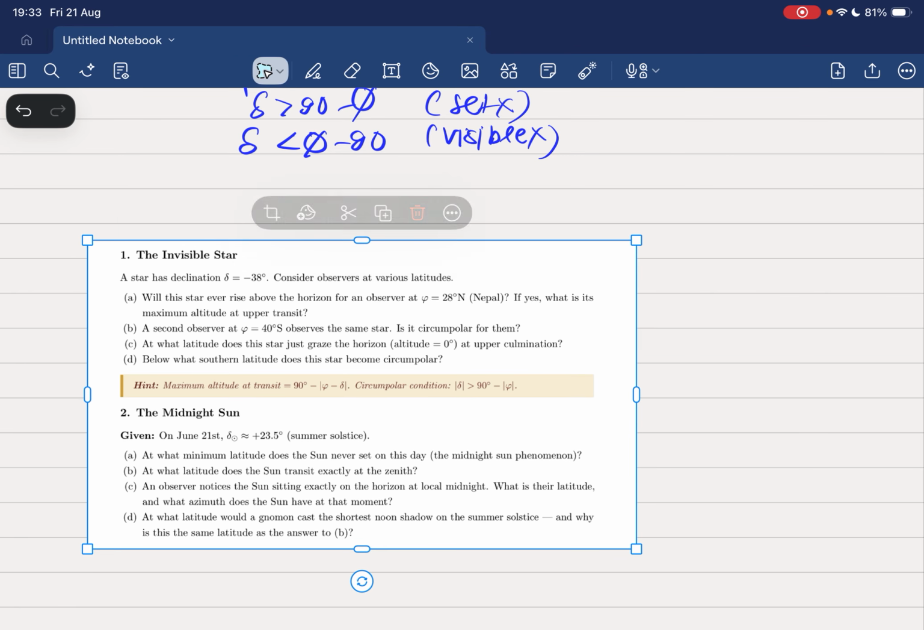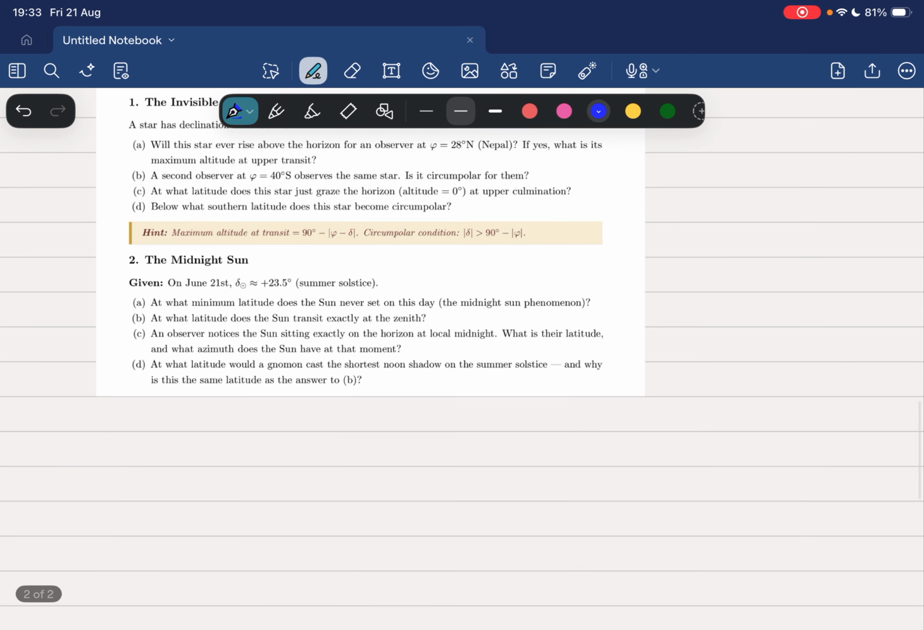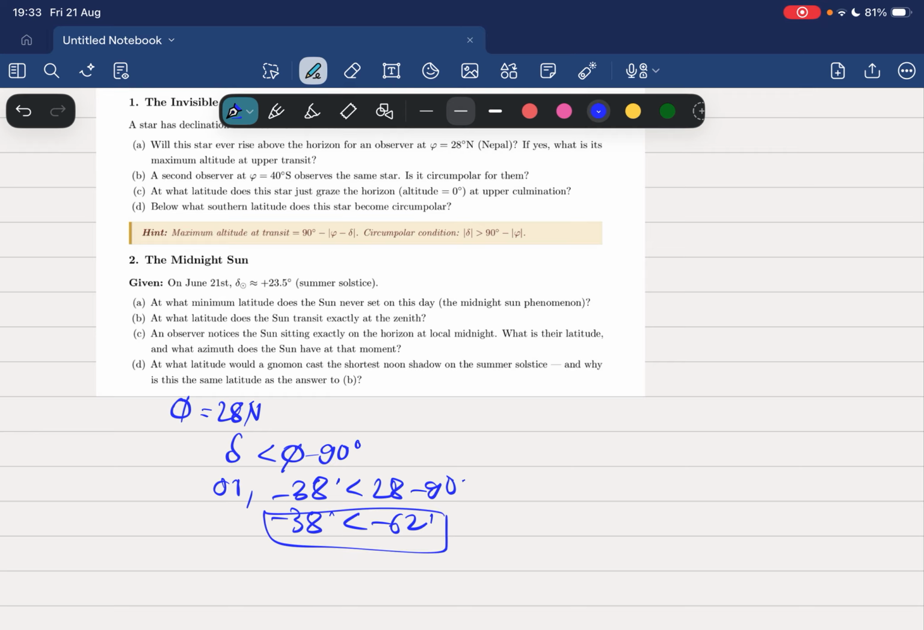Sorry for the delay. Okay, we have the question again. So, will it rise for phi equals 28 degrees north, right? We need to use the never visible condition here, because we can't directly use the always visible one. It might just be a normal star, and that is what we have to check. So declination must be smaller than latitude minus 90 degrees. Therefore, is minus 38 degrees smaller than minus 62 degrees? It is false. Therefore the star rises.